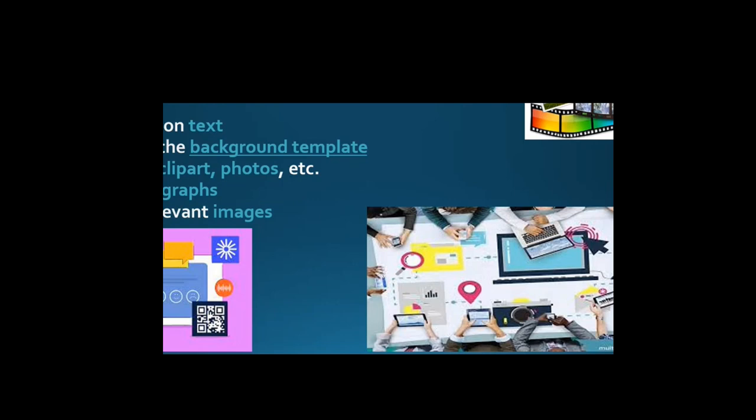Decide on the text, right? So what text is it that I'm going to use? Keywords there. The background, what photos, you create graphs, and then you add relevant images when you look at your designing of a multimedia presentation. So that is what you're definitely going to do now.